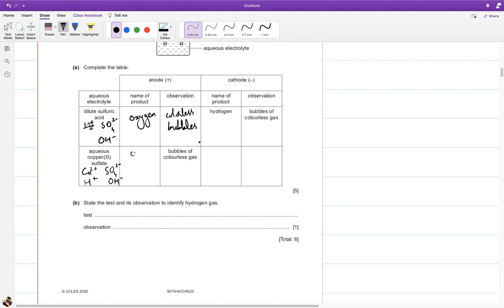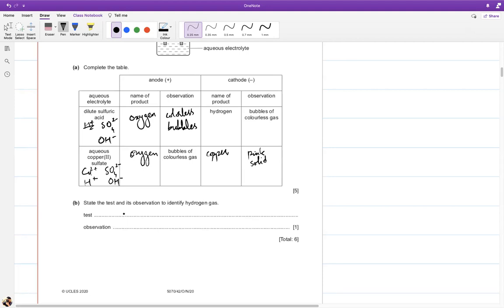So copper will be discharged first. So we'll get at the cathode, we'll get copper because that's where the positive ions go. And the observation is that pink solid deposits. Okay. And on the other side, we'll get oxygen gas again because sulfate is not going to discharge.